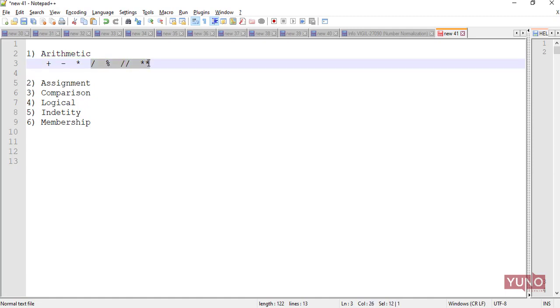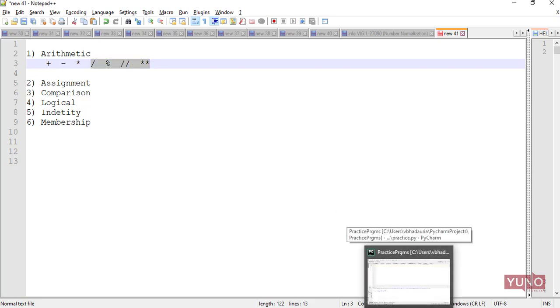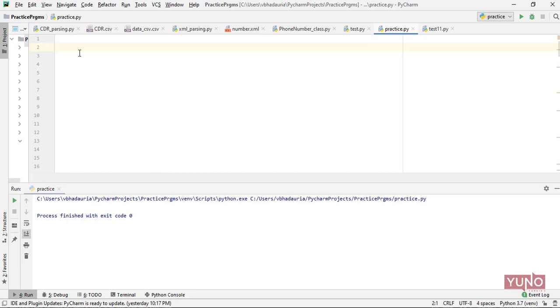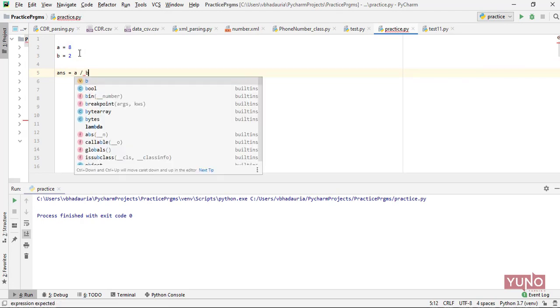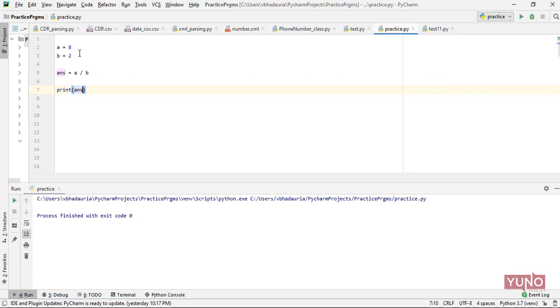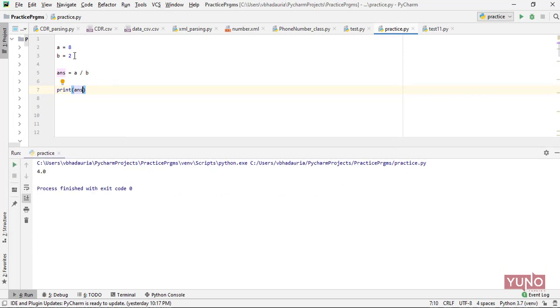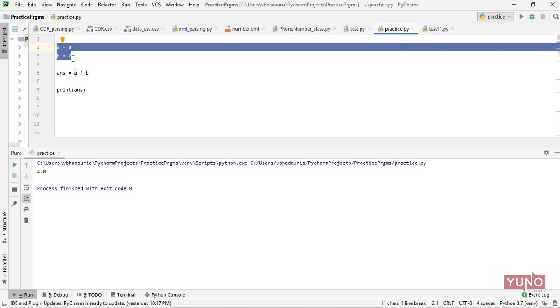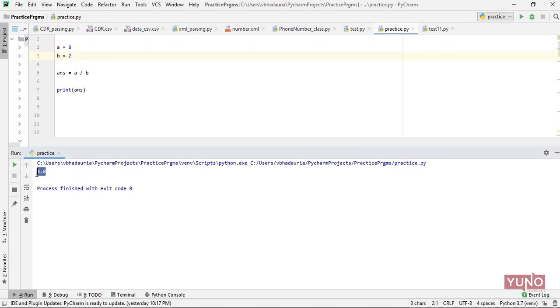I will give you the example of these four, because plus, minus and multiplication are very simple. So for division, for example a equals 8 and b equals 2. Here I am doing the division of a divided by b, and my answer will be in floating division format. Even if it is fully divisible, like 8 divided by 2, that will also give me the floating division.